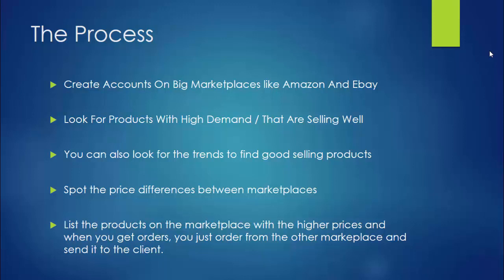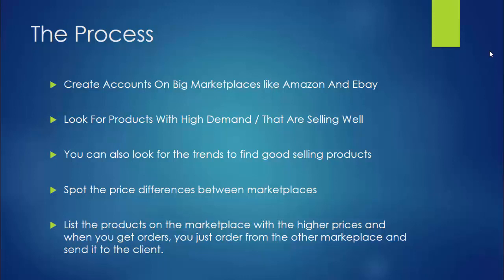So this is pretty easy to do because you don't need a website, you don't need anything fancy like that. You just need to find this type of products, and this type of products also sell very well and don't have huge competition, right? So what we want to do is look for products with high demand and that are selling very, very well, okay? You can also look for the trends to find good selling products. For example, at a specific point, we did a test with Pokemon Go, okay? We sold a Pokemon Go hat. It was after the first month after the Pokemon craze started.